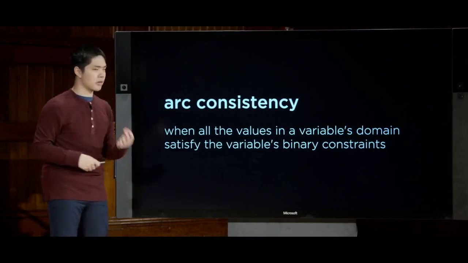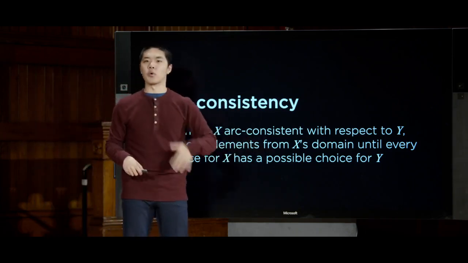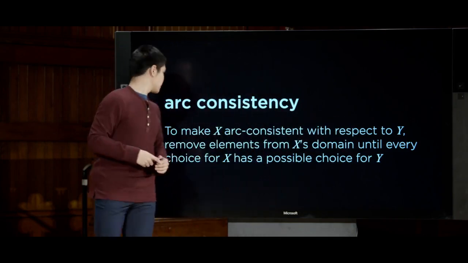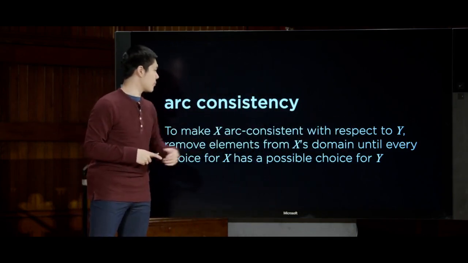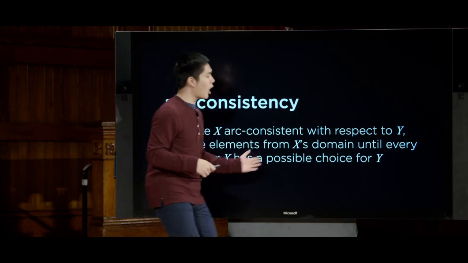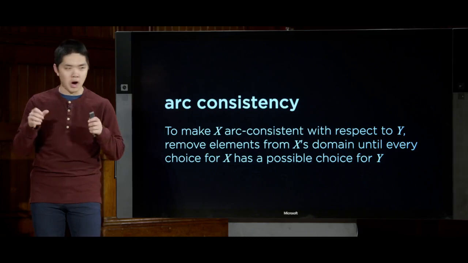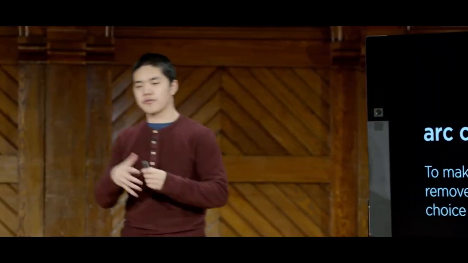We can define arc consistency a little more precisely like this. In order to make some variable x arc consistent with respect to some other variable y, we need to remove any element from x's domain to make sure that every choice for x, every choice in x's domain, has a possible choice for y. So put another way, if I have a variable x and I want to make x arc consistent, then I'm going to look at all of the possible values that x can take on and make sure that for all of those possible values, there is still some choice that I can make for y, if there's some arc between x and y, to make sure that y has a possible option that I can choose as well.